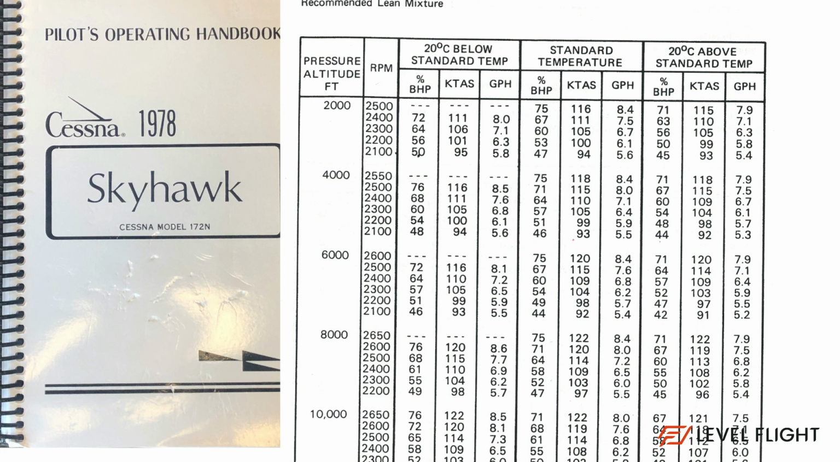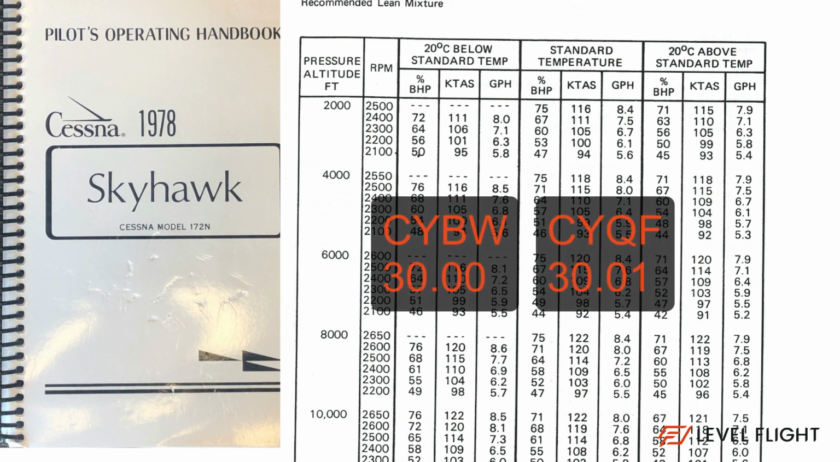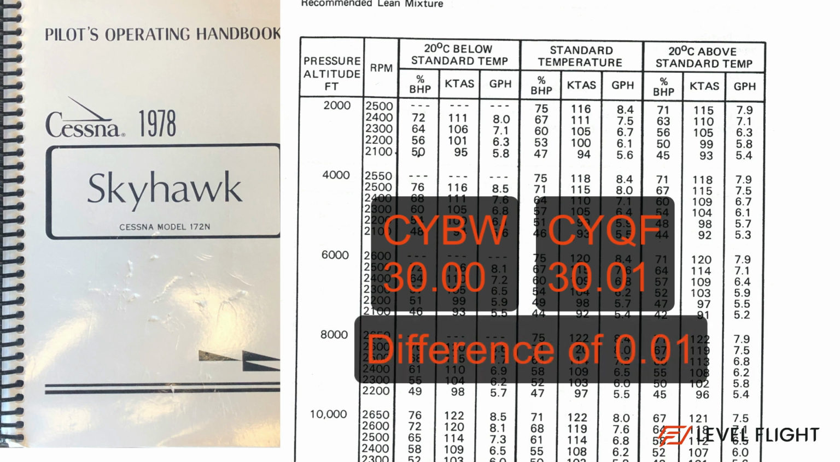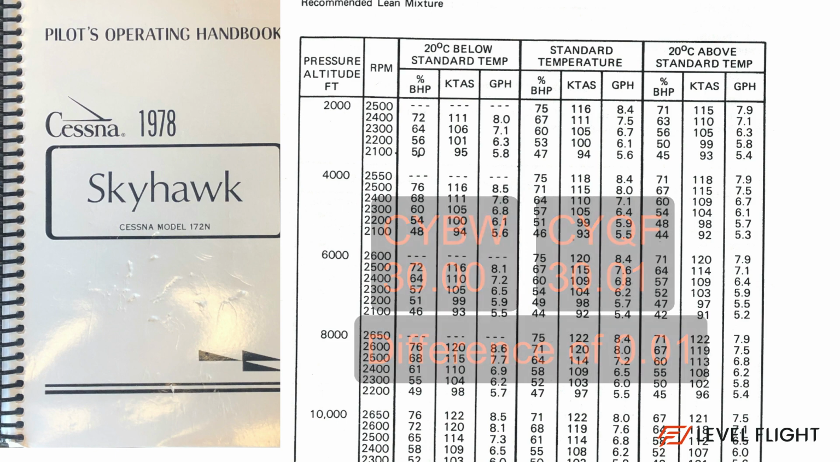Wait, we only found the pressure altitude for the airport. What do we use for our en route pressure? Well, your best judgment is okay here. In our case, the pressure difference between Red Deer and Calgary is 0.01. We can simply use the Springbank altimeter to find our pressure altitude.